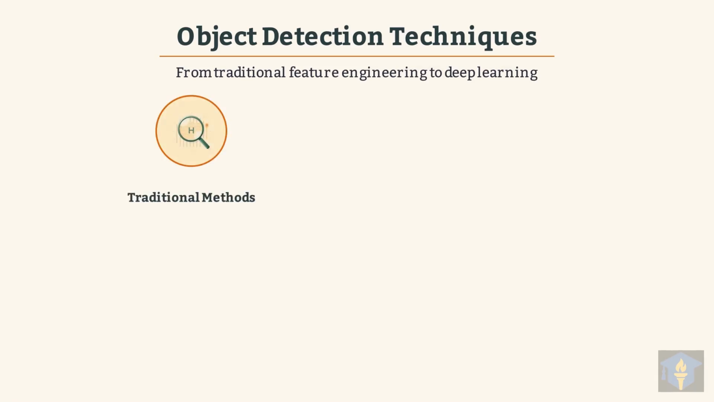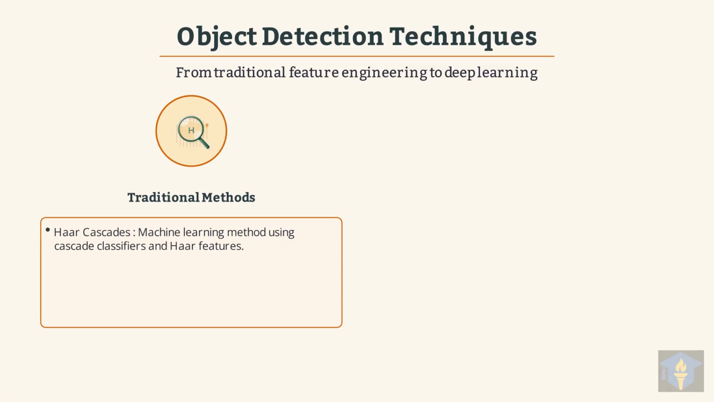First, let's look at some of the foundational traditional methods used for object detection. Haar cascades are a machine learning method, utilizing cascade classifiers and specific Haar features for detection. HOG plus SVM combines histogram of oriented gradients features with support vector machines for robust object recognition.